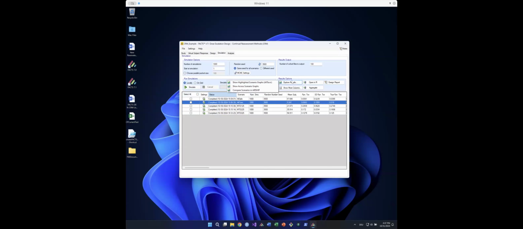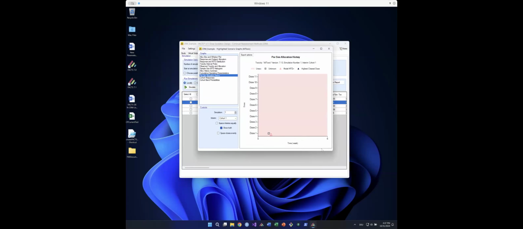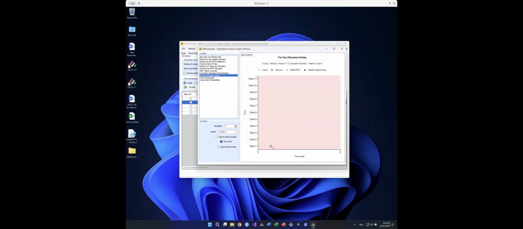What we can do here in FACTS is click explore results, then show highlighted scenario graphs. The one that I really like is the per sim allocation history. The color in the background just means that we know that all of the doses are toxic, so that's why it's all shaded in red. If one of them wasn't toxic, it might be shaded in green. I'm going to get rid of show truth, since that's what the color is for. I also like to space interims equally.